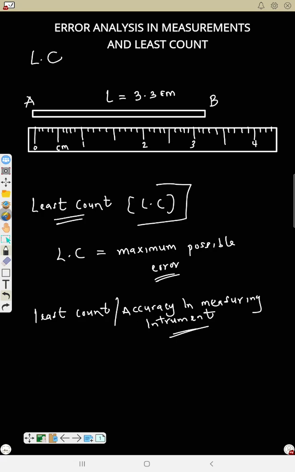Now in the next video, I will start error analysis in full. I used this video to explain least count and measurement. So now let's see error analysis in full. Thank you.